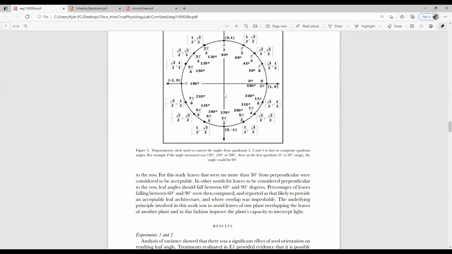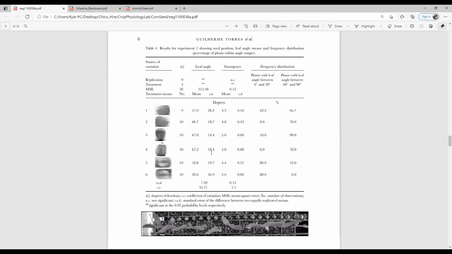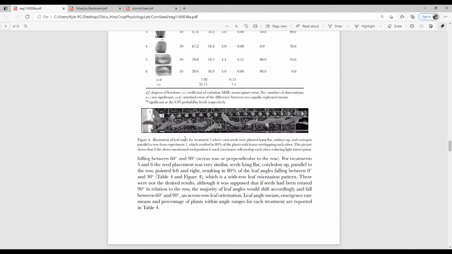They use this really fancy trigonometric circle. We're just going to talk about our observations. This paper is showing a little bit about what sort of variation those authors saw when they planted the seeds, right? So they've got plants laid out here, and that's kind of showing that variation that they saw from planting.